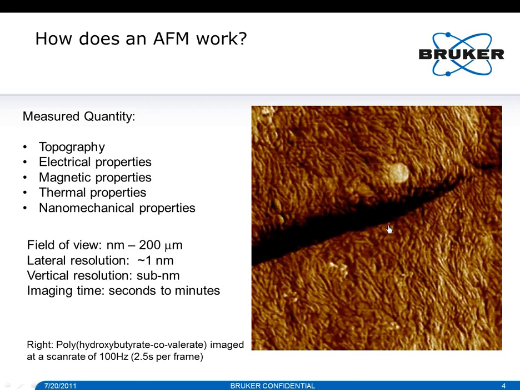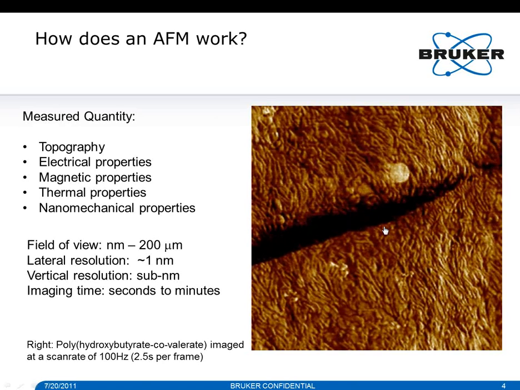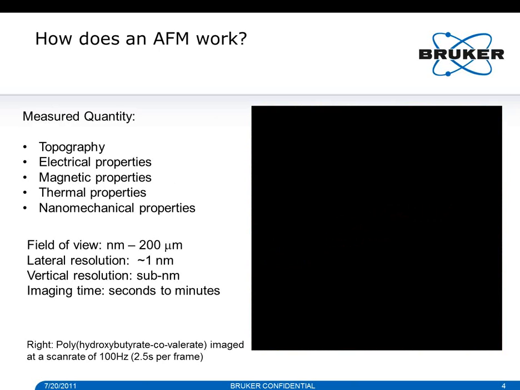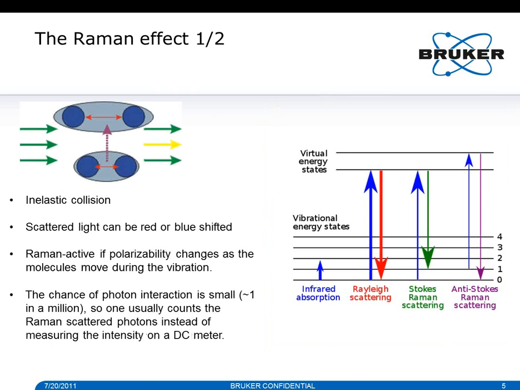So we have high resolution with an AFM. We are fast with an AFM, and we can measure a bunch of quantities, but we still miss chemical specificity, and that's where, of course, spectroscopies come in, and Raman being one of them. So now, what is a Raman spectroscopy? It's an inelastic collision as compared to infrared spectroscopy.